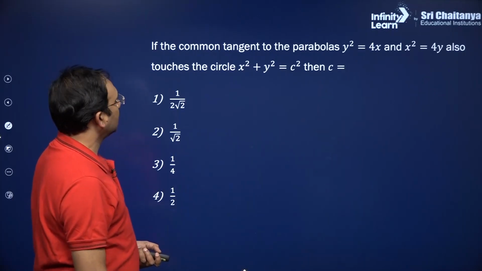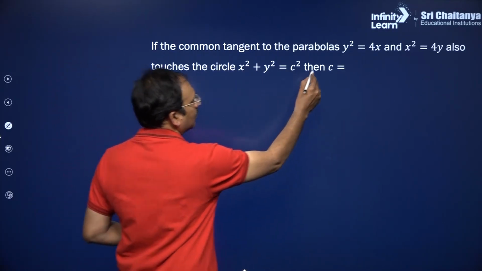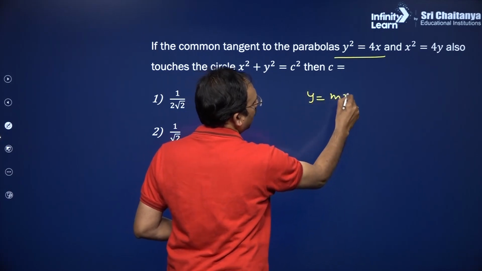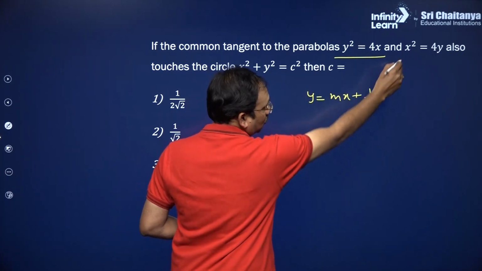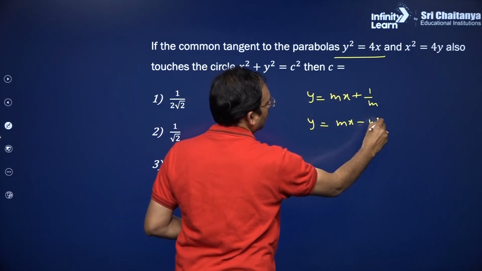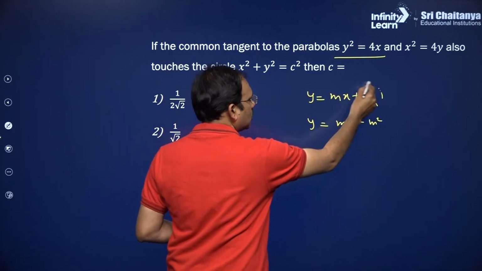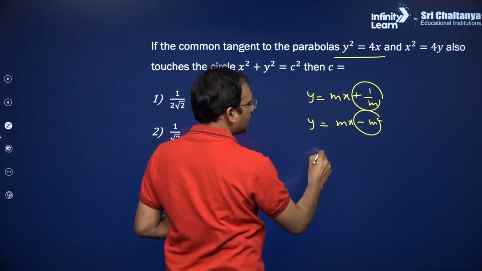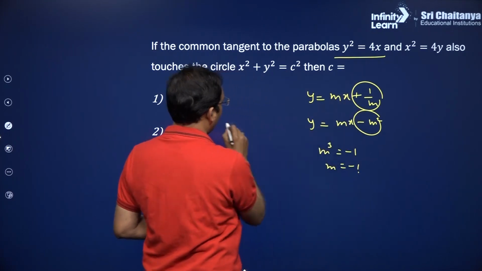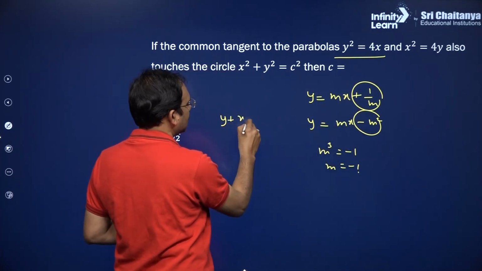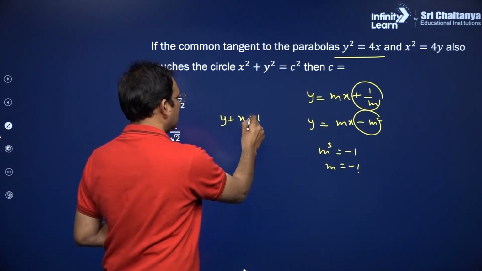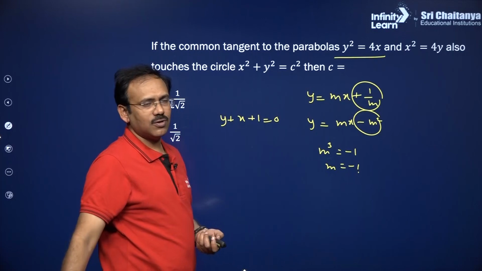Next, my dear friends, the common tangent to the parabola. Any tangent to this parabola can be taken as y = mx + a/m. To this parabola you can take y = mx - m². If it is a common tangent, these two must be the same. That means m³ = -1, m = -1. If m is -1, y + x = -1. So y + x + 1 = 0 is the tangent.